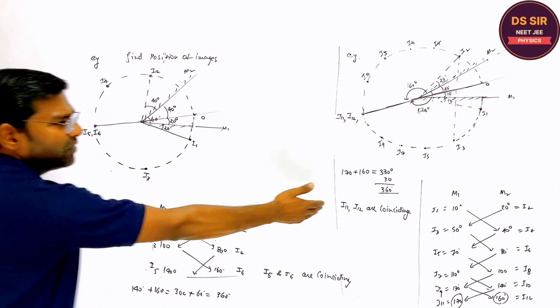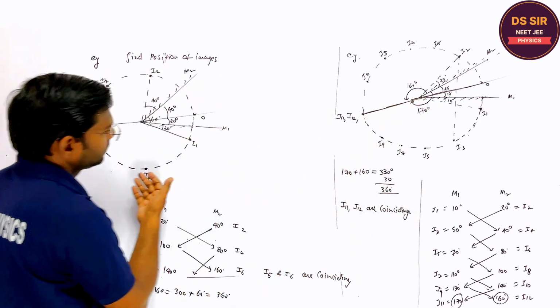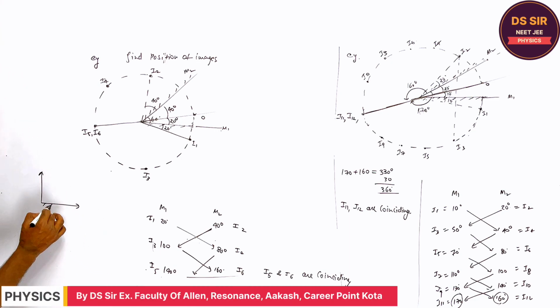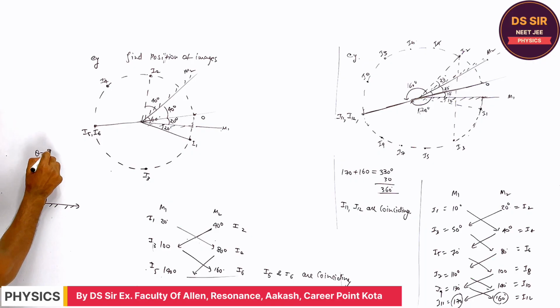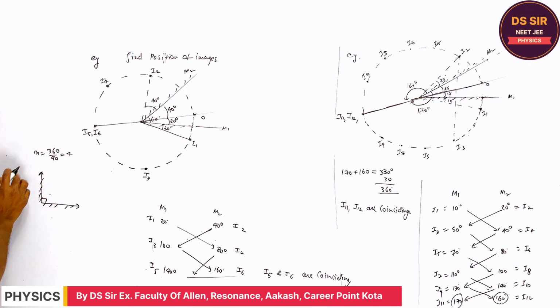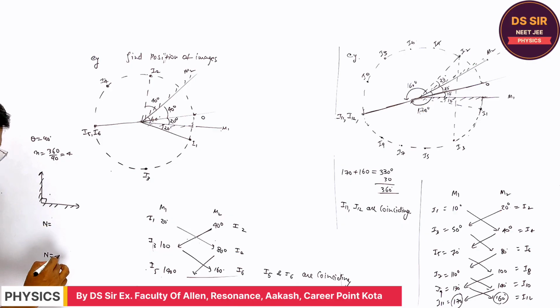So in the same way we have done this case, right? If you take the 90 degree example, theta is equal to what? 360 upon 90 is equal to what? Say theta is equal to 90 degree and n is equal to 4. So how many number of images? The number of images is n minus 1. 4 minus 1 is equal to 3.